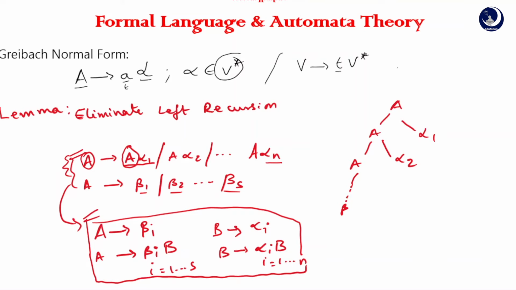So using these two lemmas, we are going to convert a given grammar, that is a CFG, into its equivalent Greibach normal form. So let us discuss that with an example problem. Assuming this is the given grammar, we need to convert it into Greibach normal form. The grammar you can see is already in CNF. Every non-terminal is producing two non-terminals or else a single terminal here.